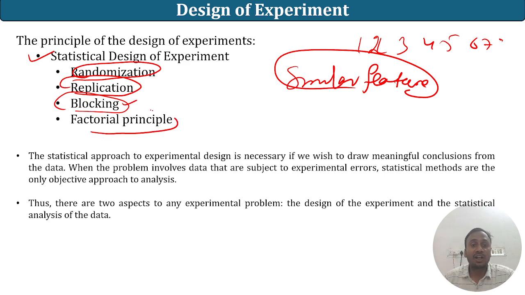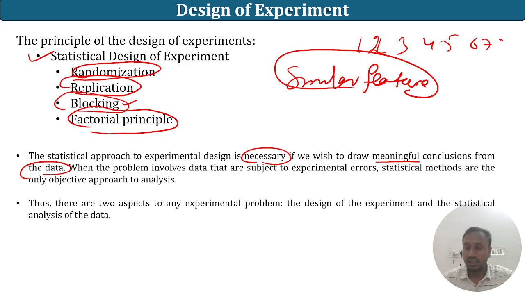Then there is the factorial principle. Whenever we have a number of variables or more, we have to use the factorial principle. Actually, it comes under the two-way ANOVA that we will discuss in the coming lecture, after the first or second lecture. So in the statistical design, it's going to be necessary that we wish to draw a meaningful conclusion from the data.